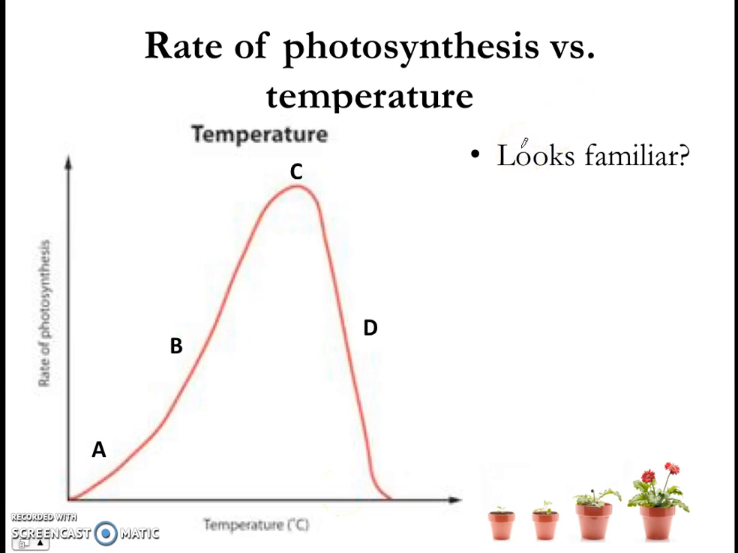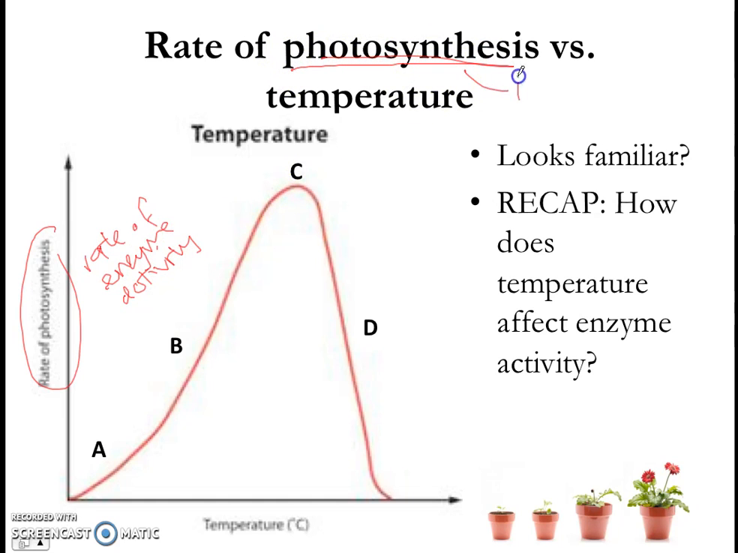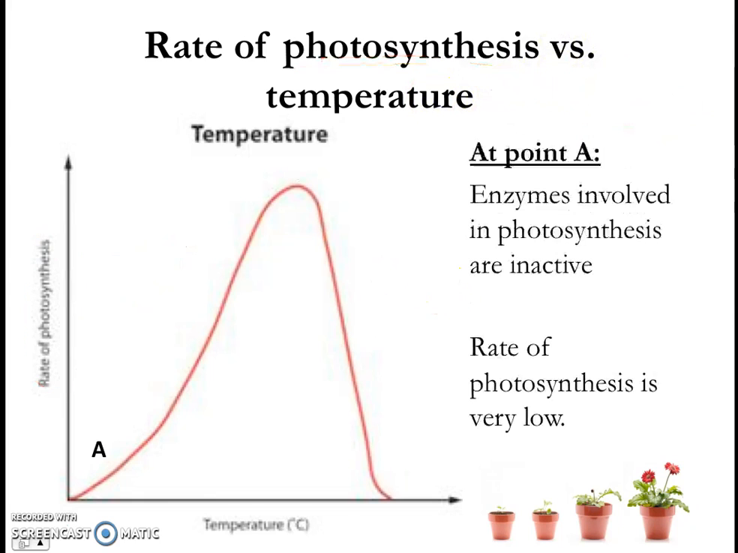enzymes, right? Because this graph is very similar to the graph of rate of enzyme activity against temperature, right? And we could split that graph up into 4 regions, remember? So how is the rate of photosynthesis affected by temperature? It's affected in the same way that the rate of enzyme activity was affected by temperature. And that's because photosynthesis involves enzymes. That's why it's also affected by temperature.